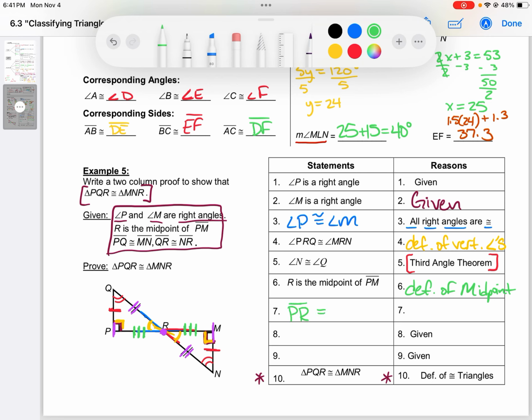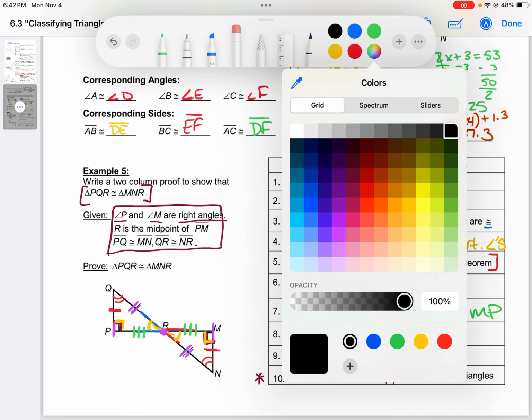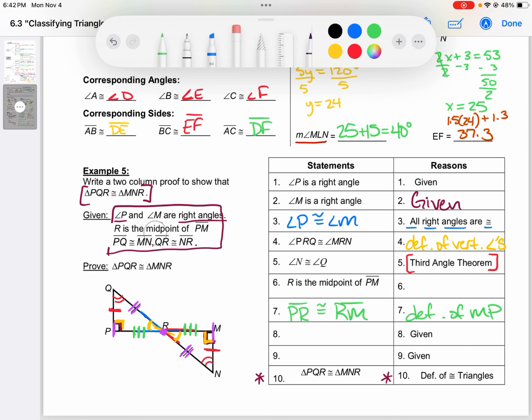For 7, we could take that a step further, and we could say that PR is congruent to RM. You know what? I made a quick mistake right here. I will correct it though. Even though we used a third side to prove that this was the midpoint, it's also given right there. So I didn't do a great job of reading my givens. I apologize. It's given. And then we know the definition of midpoint.